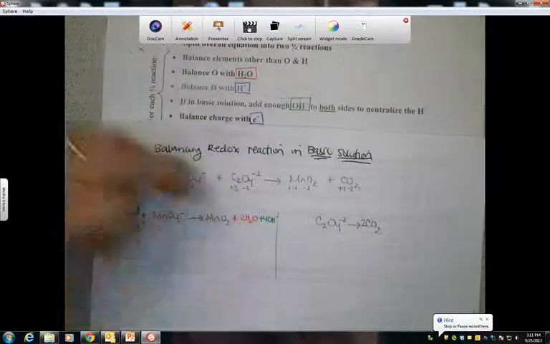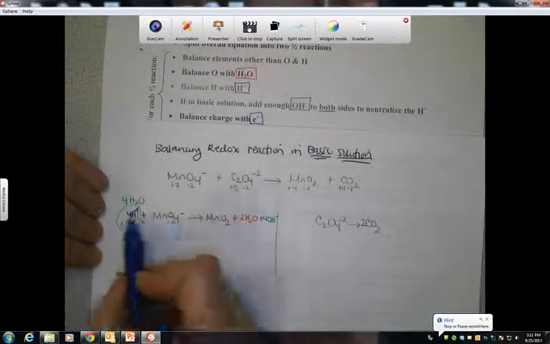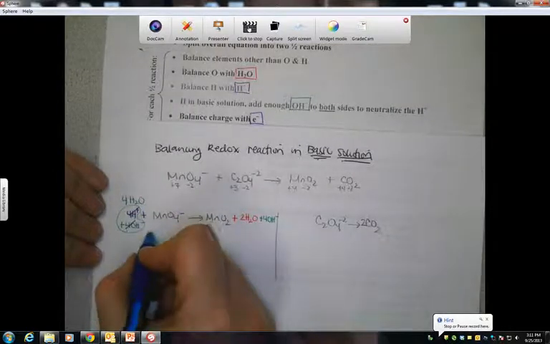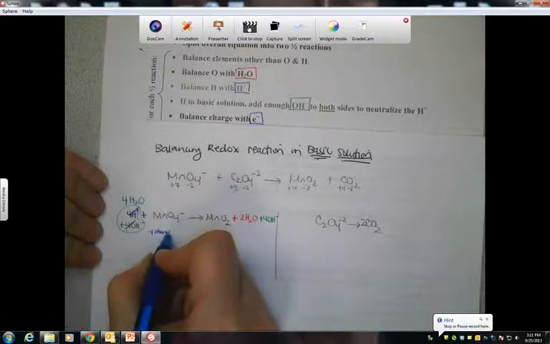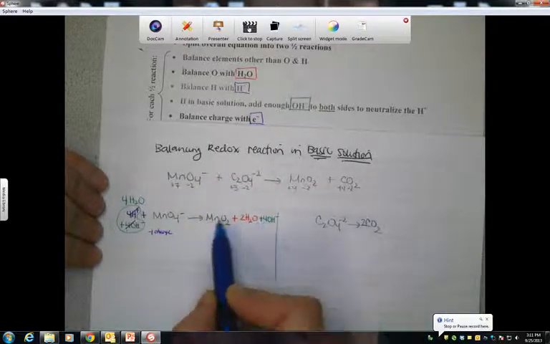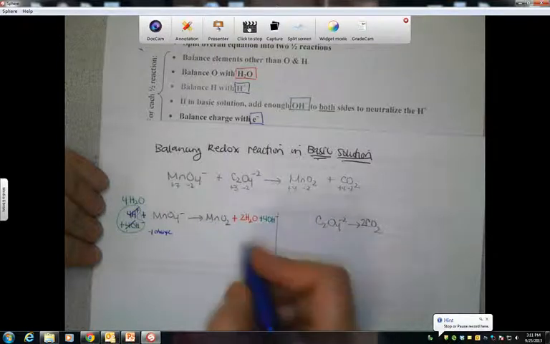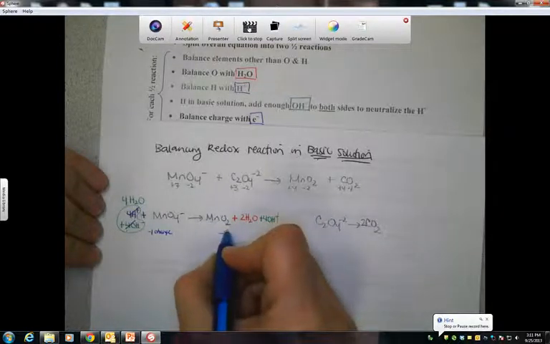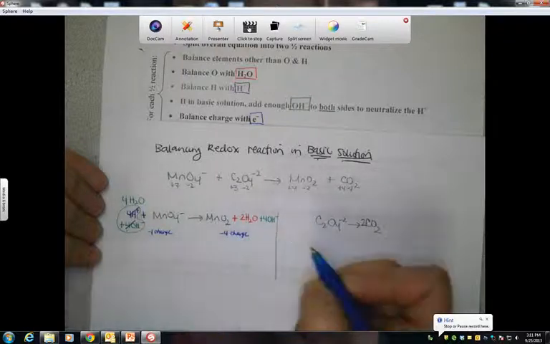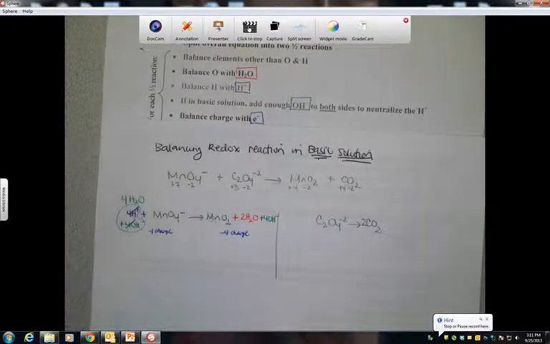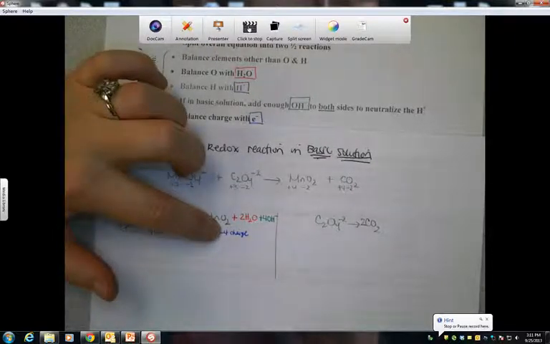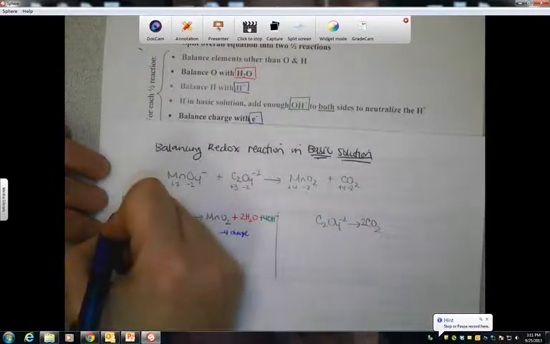So now we need to look at total charge. On this side of the equation, we have a total of a -1 charge. And on this side of the equation, we have 4 hydroxides, so we have a total of a -4 charge. So we need to add in electrons to even out that charge. You're going to want to add them to this side, because you want to make it equal -4, and it currently equals -1. So I'm going to add in 3 electrons.